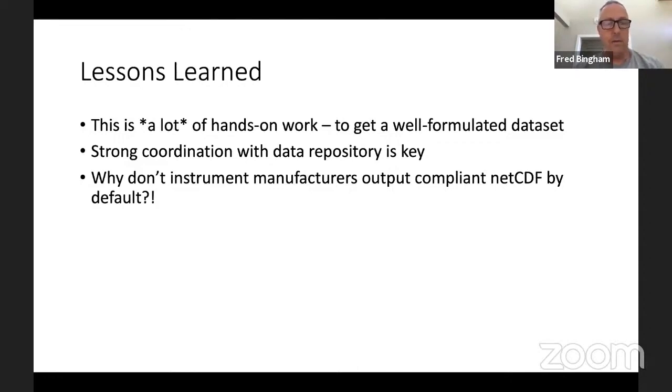My final thought here is a complaint: there are all these instrument manufacturers, and they output data in their own formats. Why can't they just produce output-compliant NetCDF by default to make all of this a whole lot easier? So that's all. Thank you.